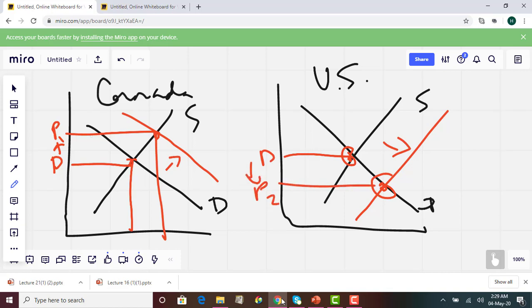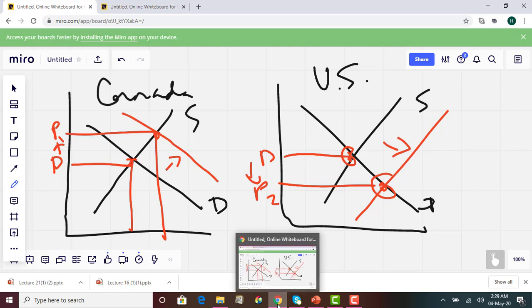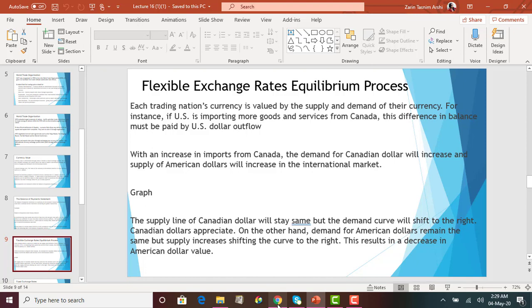Okay, so hopefully that explains how imports or exports can impact the value of the dollar, and thereby how other nations' currency appreciates and our nation's currency depreciates, or vice versa.